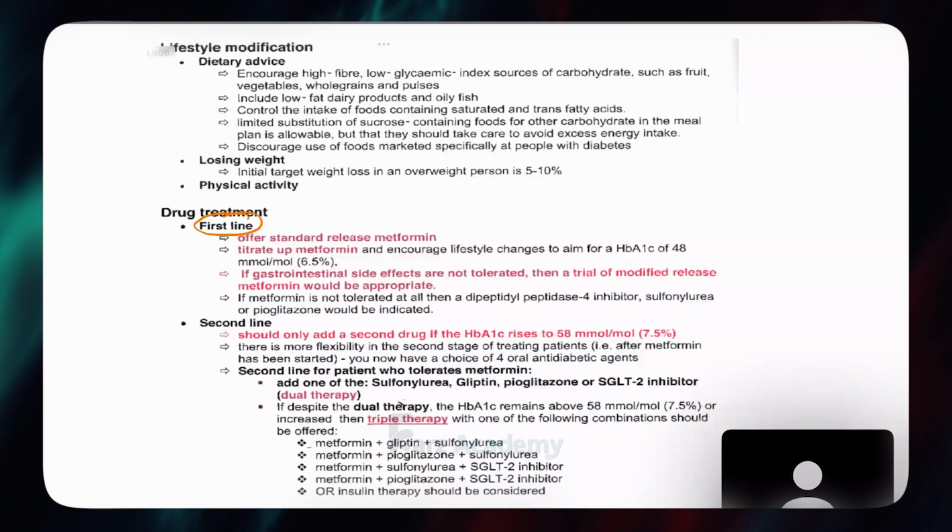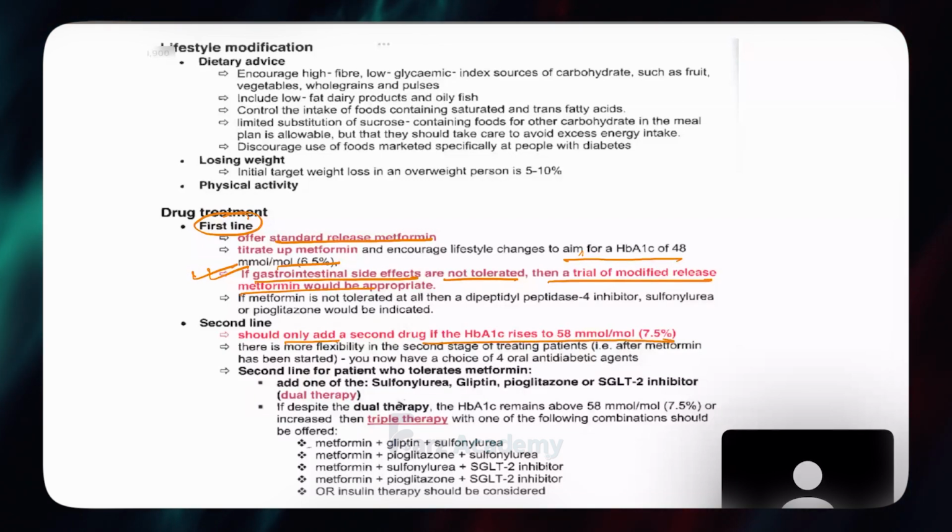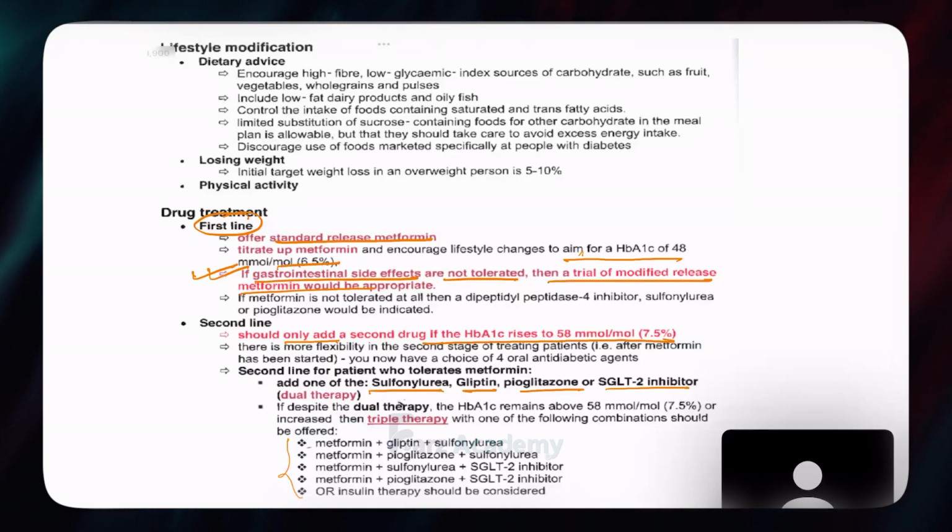So first line drug is standard release metformin. The aim is for an HbA1c of 6.5% or lower. The most important side effects are the GI side effects. If these are not tolerated, a trial of modified release metformin will be appropriate. Second line drugs should only be added if the HbA1c rises to 7.5%. Among second line drugs, we have the sulfonylureas, the gliptins, pioglitazones, or the SGLT2 inhibitors. We can use any of them in combination, or we can use 2 or 3, then it becomes triple therapy. Usually, in modern practice, it is a pioglitazone and an SGLT2 inhibitor added to metformin. Triple drug combinations in a single pill are available. Since they are a single pill, it increases the adherence of the patient to the therapy.